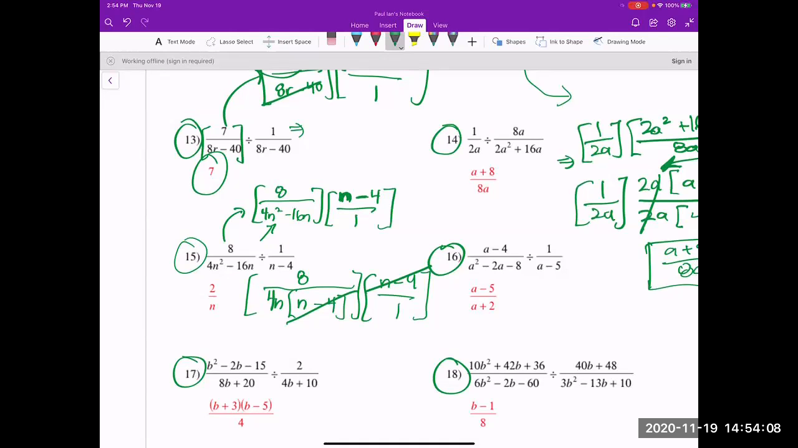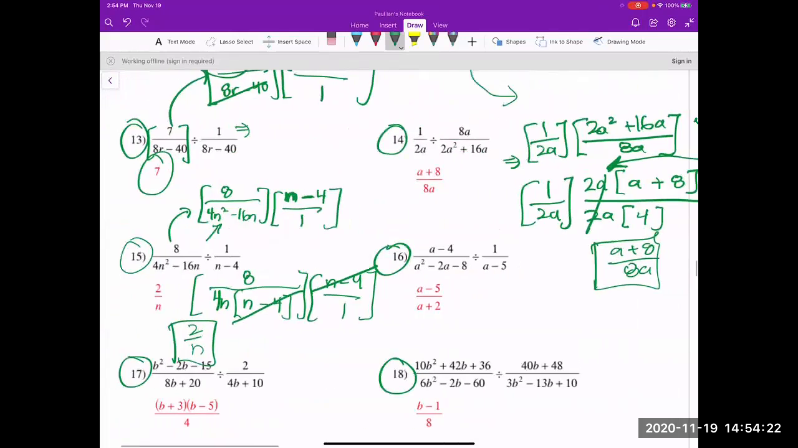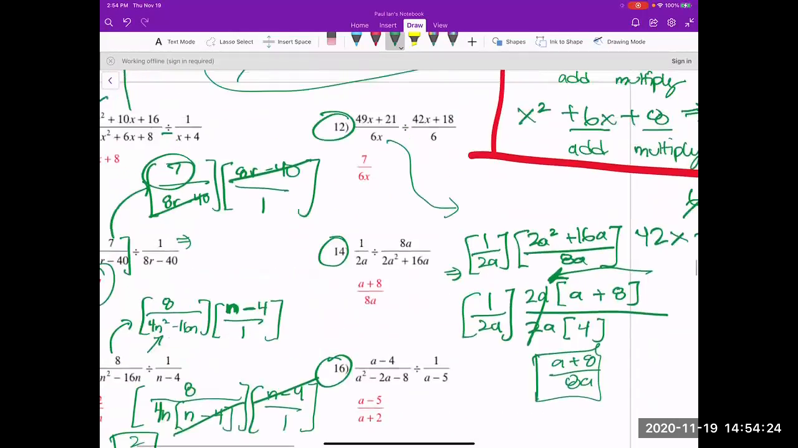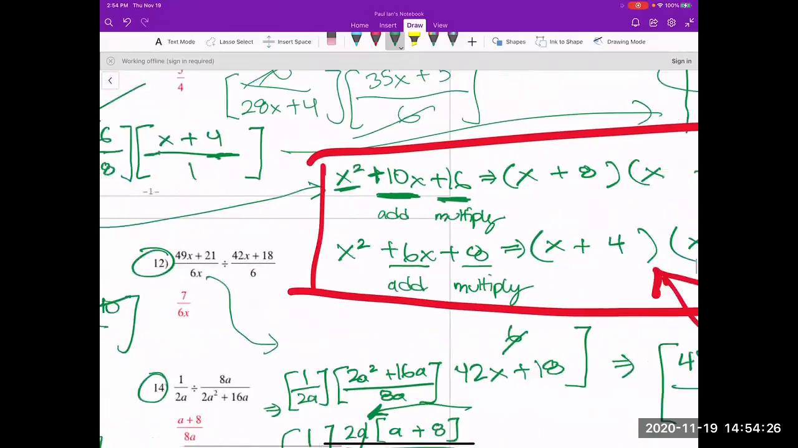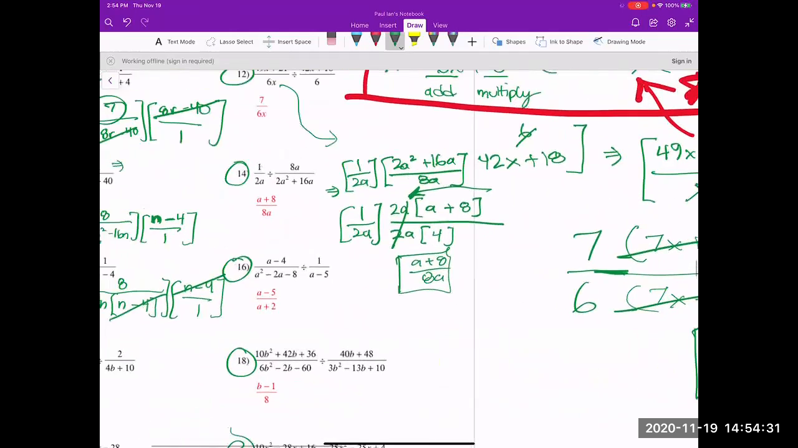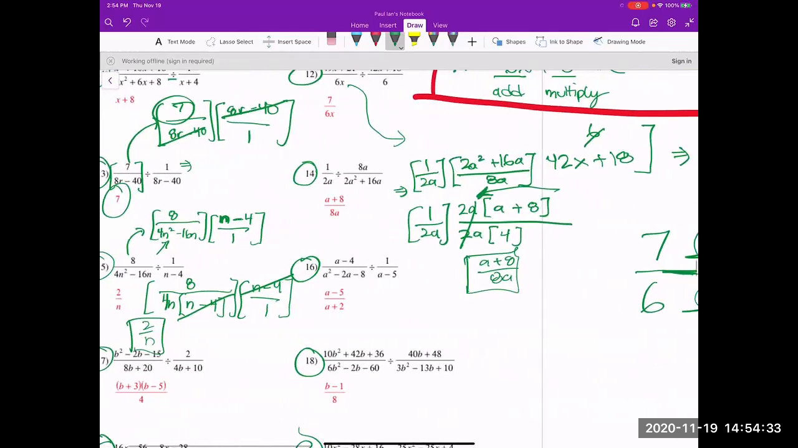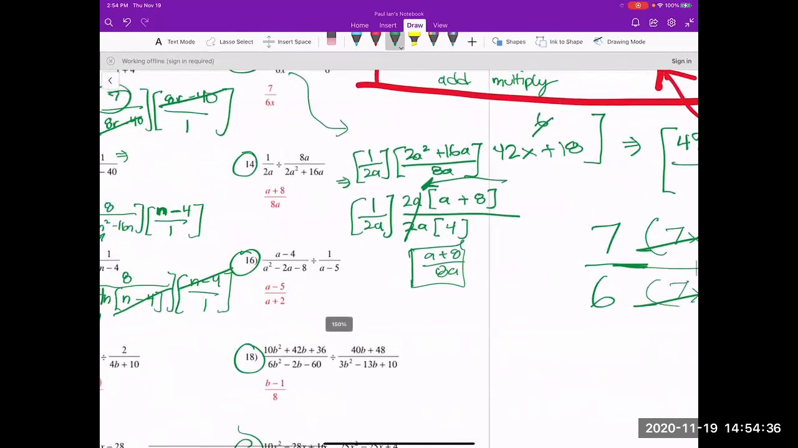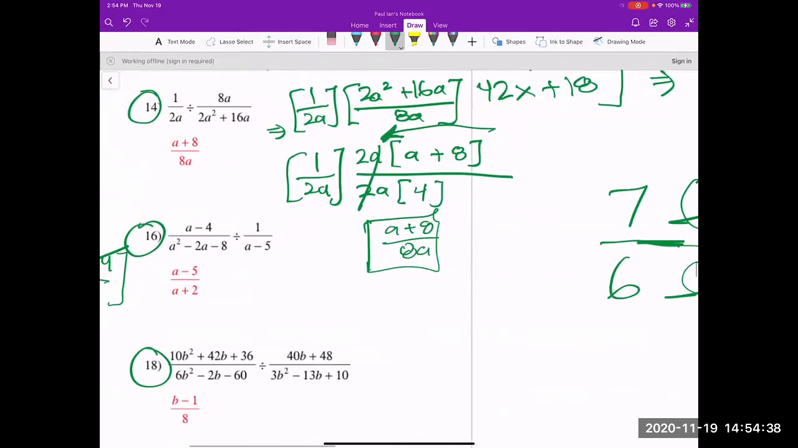And what's the common factor? 4. So you divide both of them by 4, and you get 2n, right? So I guess there are two things. Knowing the thing in red is the main thing, really. And then everything else is knowing what to factor: a constant, an expression, or a variable. You can factor any of those three.